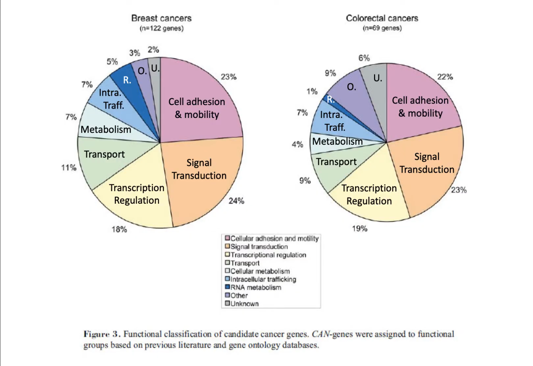And if you look at different types of cancers, as far as the types of genes that mutate, the proportions are very similar. So cell adhesion and motility, signal transduction, and transcription regulation, again, make up the largest proportion in both breast cancers and colorectal cancers, as well as other types of cancers. And then you have transport, metabolism, intracellular trafficking, RNA metabolism, and others, making up, again, about 30 to 35% of the genes that mutate in cancers.